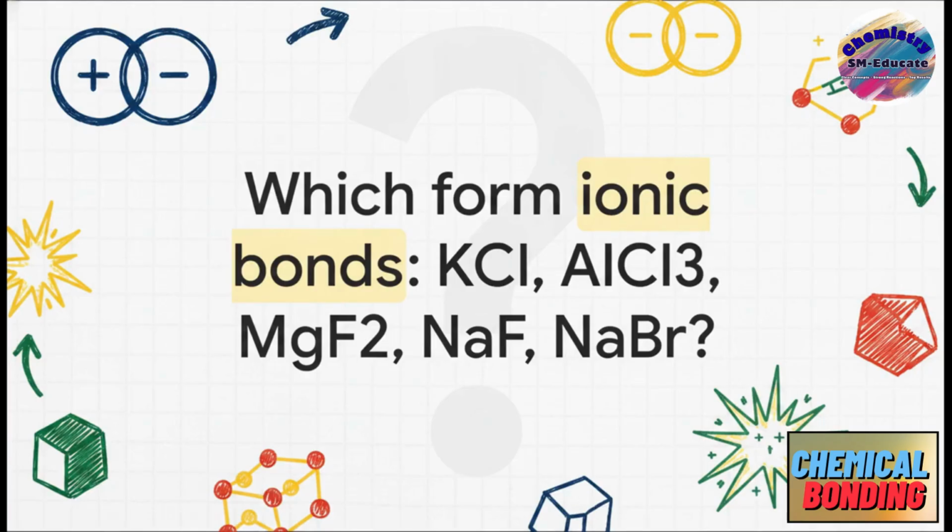Practice problem 1. Look at this list: KCl, AlCl3, MgF2, NaF, and NaBr. Which ones feature ionic bonds? Take a second to really look at the elements involved. Think back to our electropositive and electronegative rules from earlier.